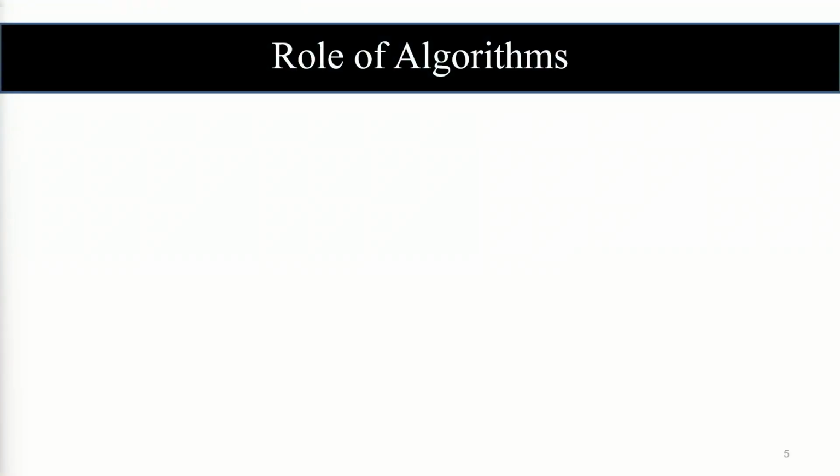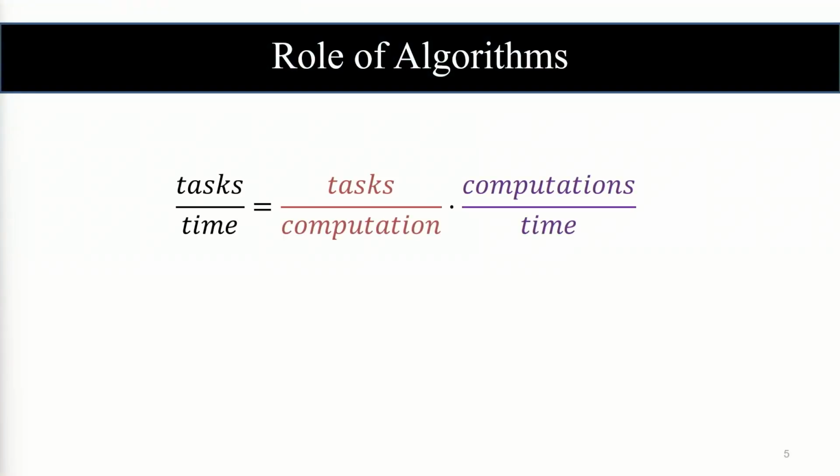So let me give you a very simple equation, which I use to help me think about this. If we have some goal, we want to get tasks done per unit time. That's a very sensible thing for us to want to do. And we could say, well, I'm just going to take that equation and I'm going to divide the top and the bottom by computation.